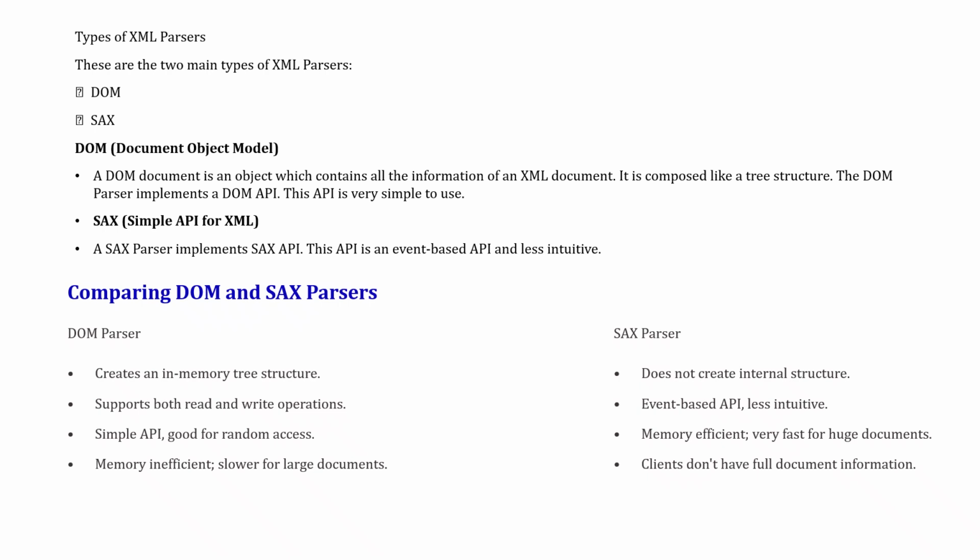Comparing DOM and SAX parsers. The DOM parser creates an in-memory tree structure, supports both read and write operations, has a simple API, is good for random access, but is memory inefficient and slower for large documents. The SAX parser does not create an internal structure, is an event-based API and less intuitive, is memory efficient and very fast for huge documents, but the client doesn't have full document information.